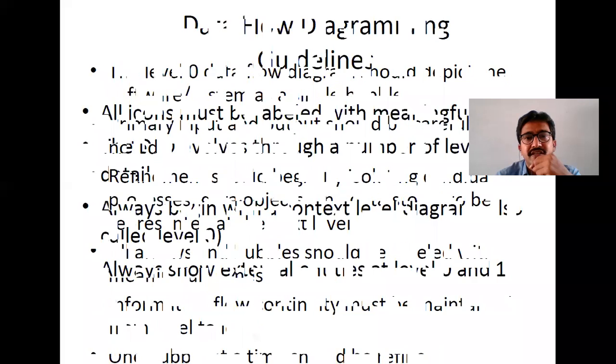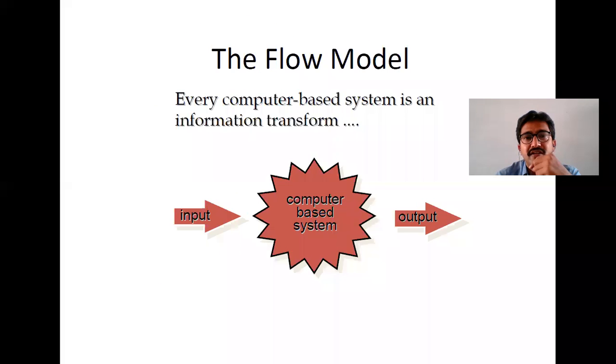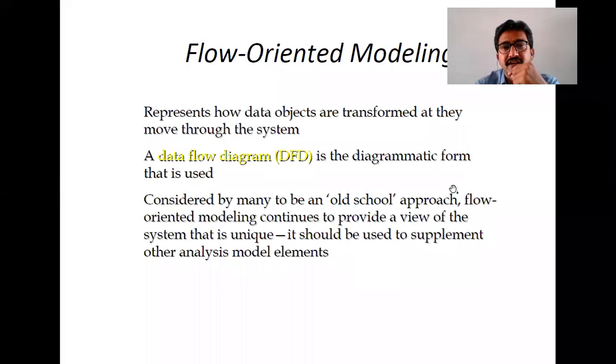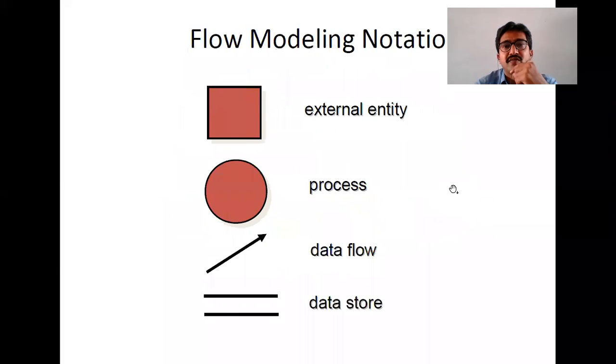So what we have learned here is the purpose of flow-oriented modeling, and how we represent it with the help of a data flow diagram. Now, what are the notations we have to use? These are the 4 notations: external entity, process, data flow, data store.